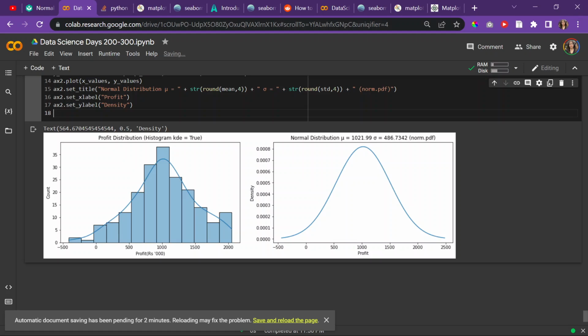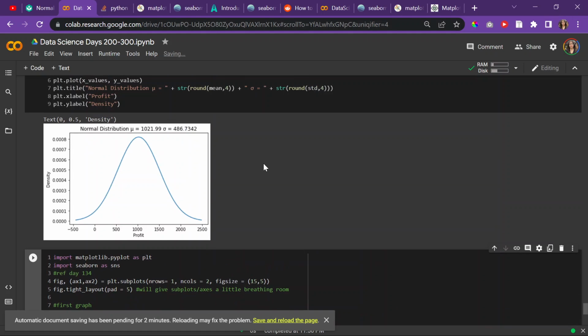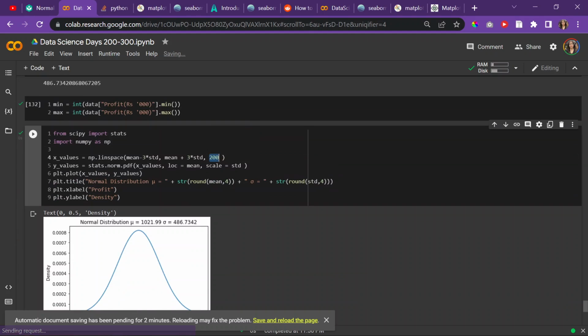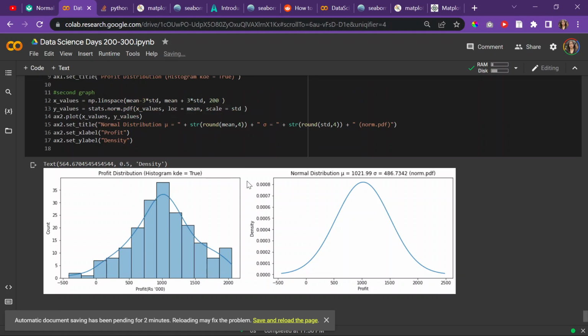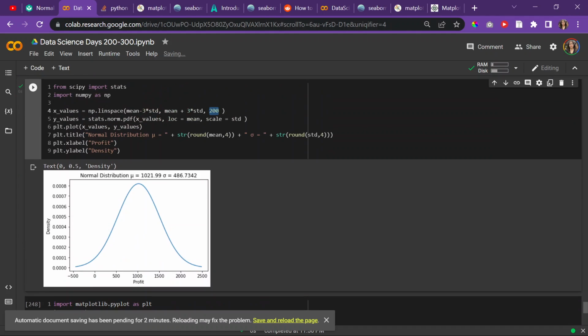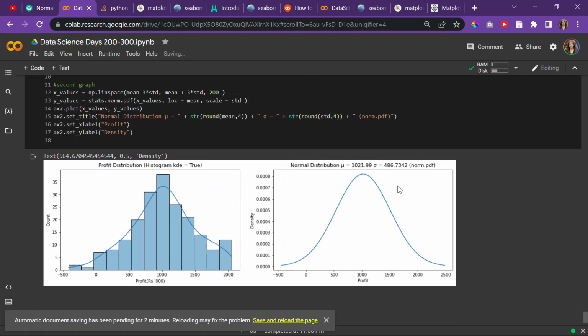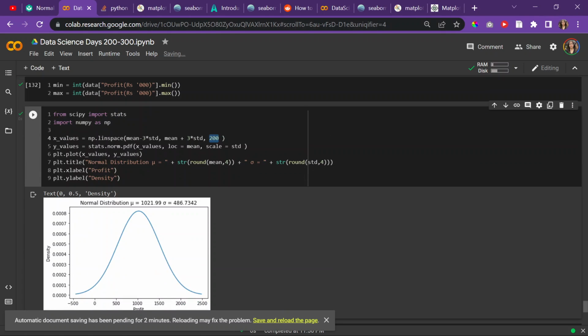I also want to know if I messed up. If I go back up to this number over here, 200, this is the parameter which tells how many values are in between your x start point and your x end point, which are these two values in here. So in the graph, your x start point is around negative 500, and over here it's around 2500, right? But in between those we have 200 values. The question is, are those 200 values?